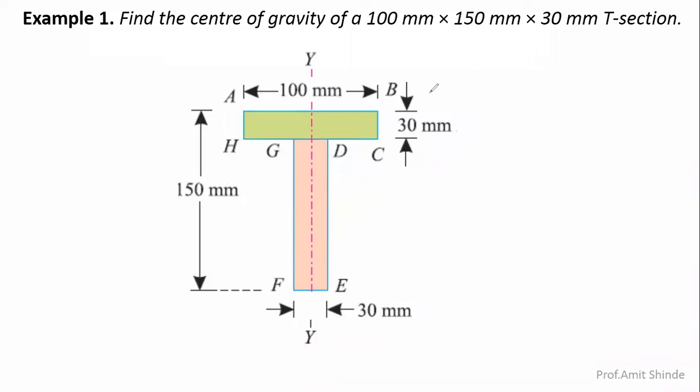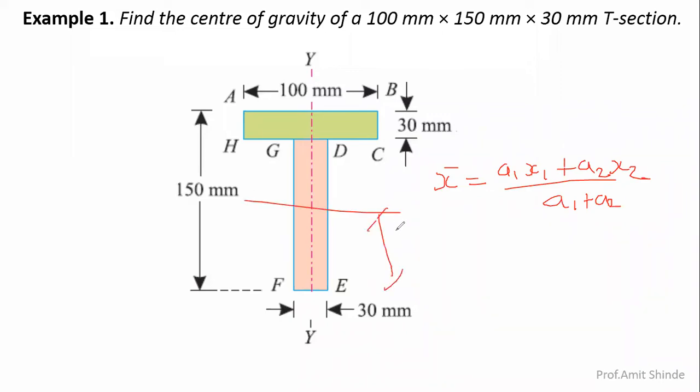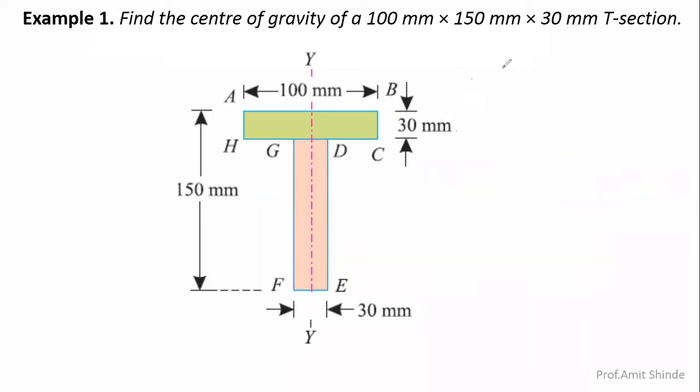As we have previously said, y bar is equal to A1 into y1 plus A2 into y2, divided by the total area A1 plus A2. By using this formula, it is easy to find out these locations. Now let us solve this problem so that you will understand how to find the center of gravity of such a figure. Here, find the center of gravity of the 100 millimeter by 150 millimeter by 30 millimeter T section.